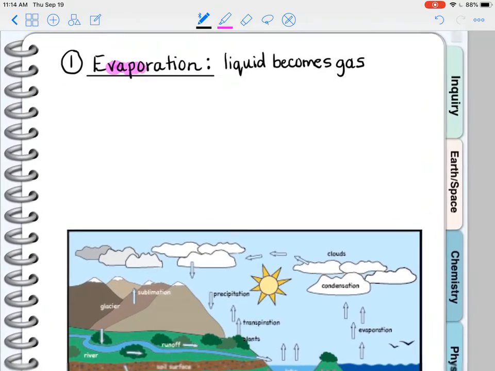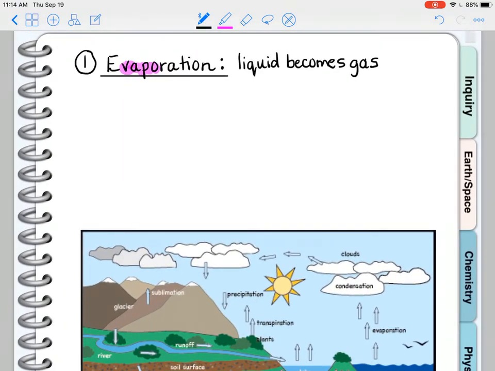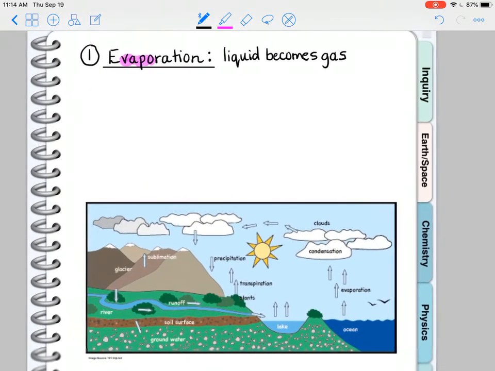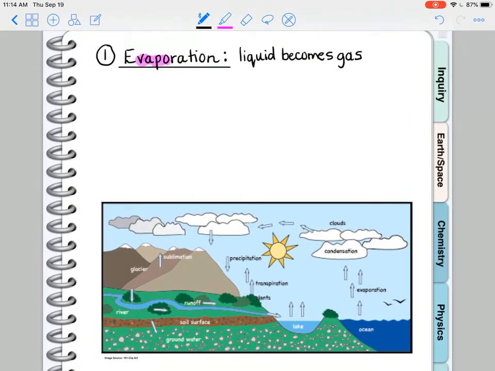So there are 2 ways that this can happen, and let's see if we can figure that out. Here is one of them. Well, the word evaporation is right there. And you notice that the arrows with evaporation are doing what? They're moving up. So it's happening here, it's happening here. Those are evaporations. Where else is it happening?